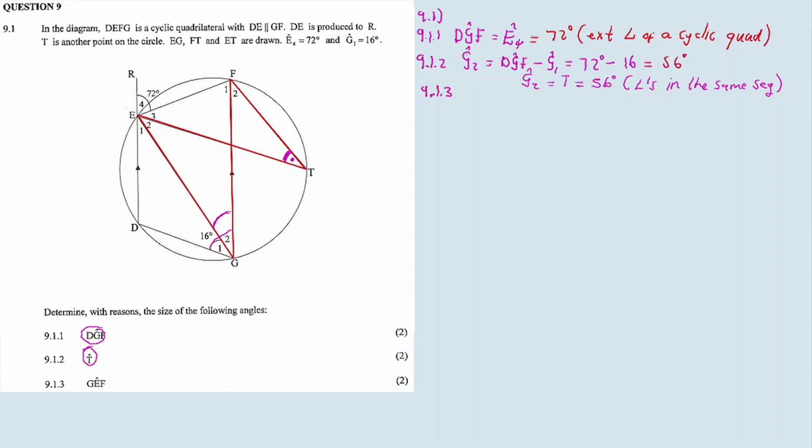9.1.3. Again, pay attention to this angle that I calculated in the previous question. 9.1.3. This time we want this angle. We have the angle 72 degrees, and then we also have this angle, which is 56. We calculated 56 degrees, and then this angle as well as T, which is 56 degrees.